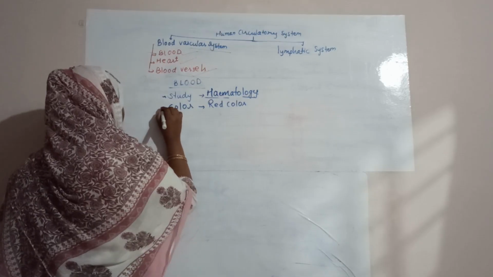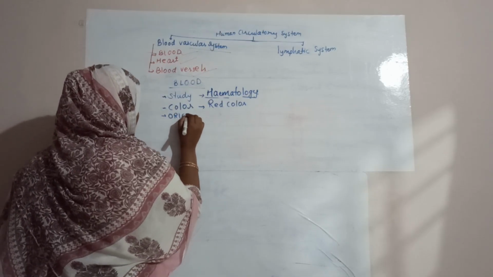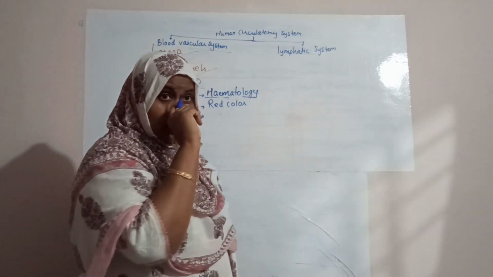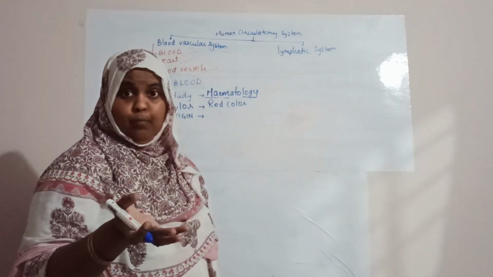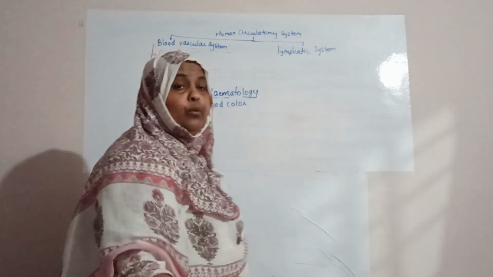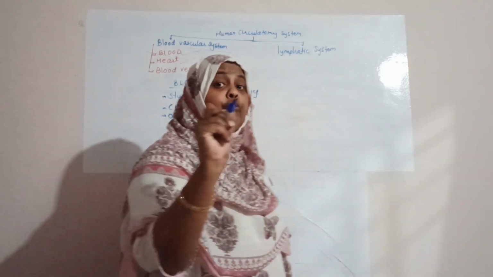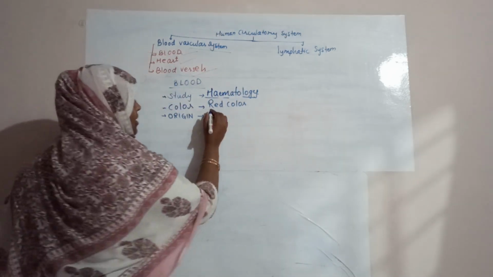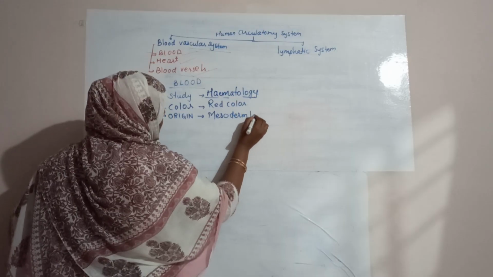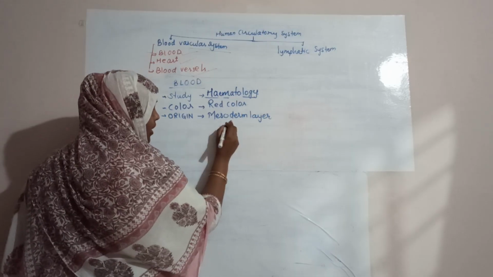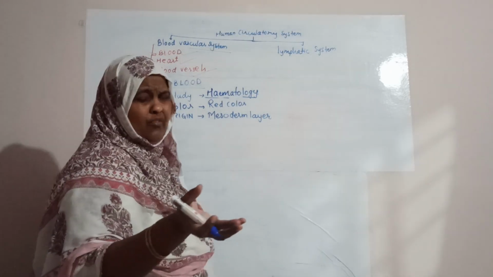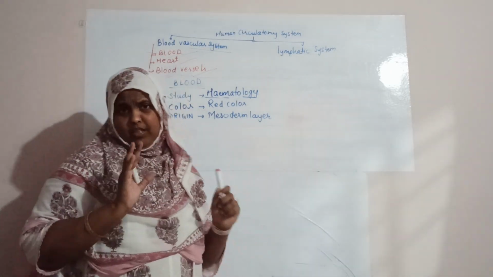Okay, the next one. Origin. Origin means which germ layer? In the animal kingdom we study that our body is triploblastic. Triploblastic means three germ layers are formed. What are the names of the germ layers? Fast revise again: ectoderm, endoderm and mesoderm. So which layer is the origin of blood? Yes, it is the mesoderm layer. So the origin of the blood is mesodermal origin. We say embryonic mesodermal origin, or only mesodermal origin.